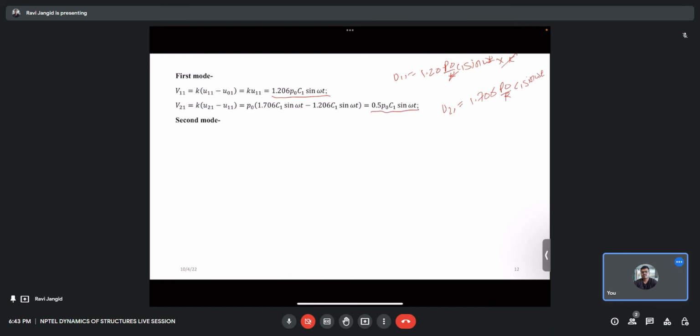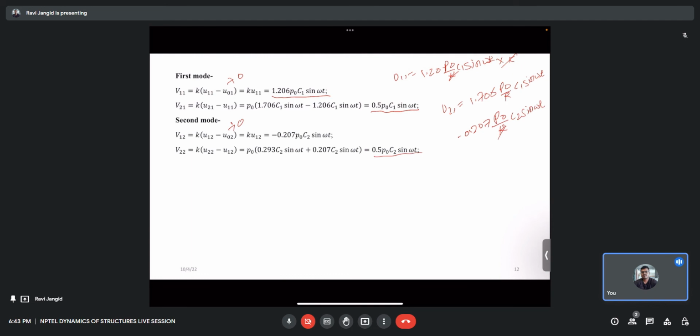Now for the second mode, v12, same, but the mode is changing. So u12 minus u02, and that u02 was 0. u12 was minus 0.207 p naught by k c2 sine omega t. So k is cancelled out. For the same second story, second mode, that is coming out to be 0.5 p naught c2 sine omega t.